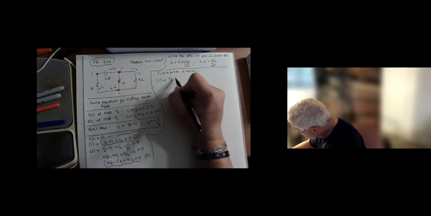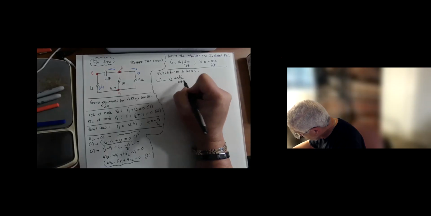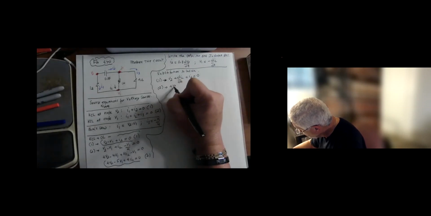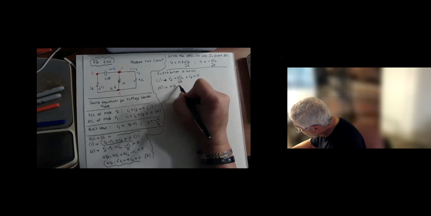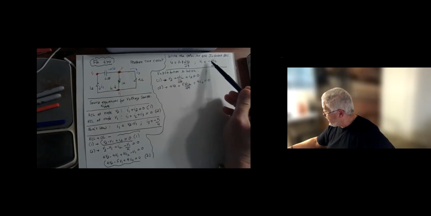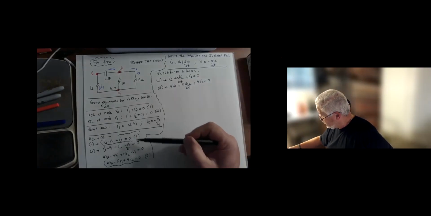Okay, so equation 1 becomes, I have V1 here. I have V2 minus V1, so plus dIL dt plus I2 equals 0. That's my new equation 1. Okay, my new equation 2, let's see if I have V1. Yes, I do. So new equation 2 then becomes 4V2 minus 5V1, so plus 5 dIL dt, okay, plus 4IL equals 0. So I've used the inductor relationship here essentially in the two KCL equations.